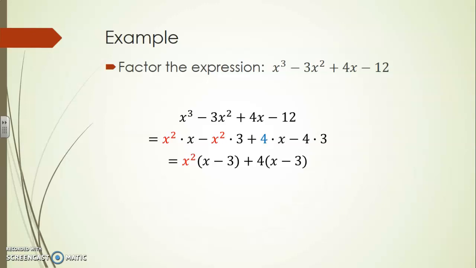X squared is extracted from the first pair, 4 is factored from the second pair, and this is where you will be able to tell that factoring by grouping is successful, because now we have generated a common x minus 3. X minus 3 being a common term, it can be factored, leaving x squared from the first expression and plus 4 from the second.